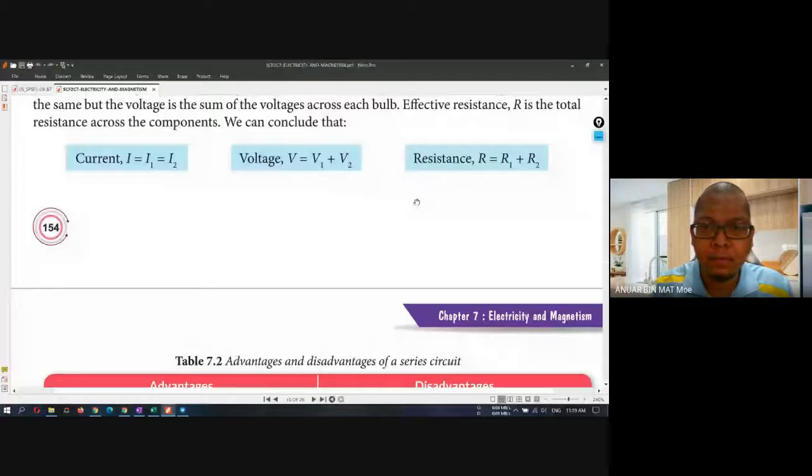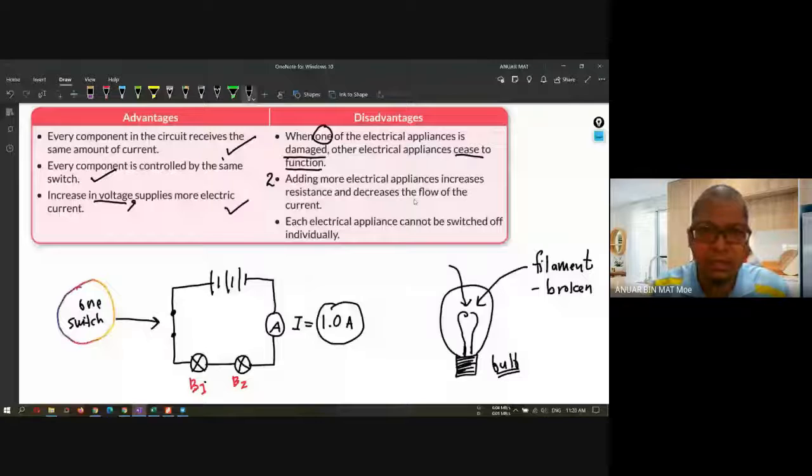Not the current. I think decrease the flow of the voltage. Not the current. The current is the same, right, class? Can you help me over here? Is it true, the disadvantage number 2, adding more electrical appliances increases the resistance, yes, and decreases the flow of the current? Is it true?